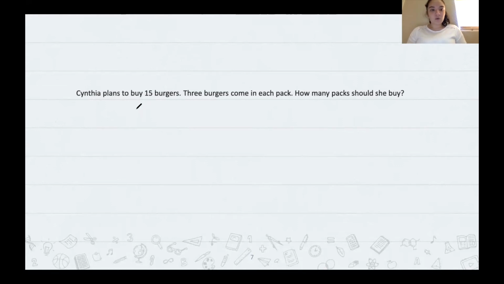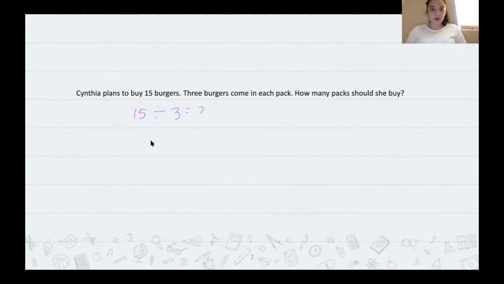First thing I want us to do, let's write our division sentence. So we have 15 in total, and we have 3. We know that we have 3 in each group. So how many groups do we need to buy? So get your counters out. Let's try. I'm going to use stars to represent our burgers.